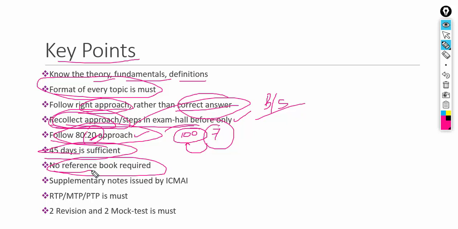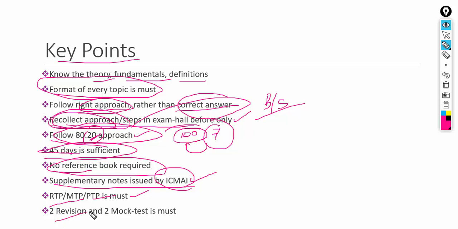Yeah, perfect. So there are some supplementary notes which the institute releases from time to time for the upcoming examination. That is very important. You can refer to that. If there are some changes to the accounting standards, or to any of the rules or regulations, there will be some modifications which the institute makes from time to time, and those things you can refer to from the institute website only. Yeah, so RTP, MTP, PTP is a must. So before the examination, ensure you refer to these also along with the previous year question papers.